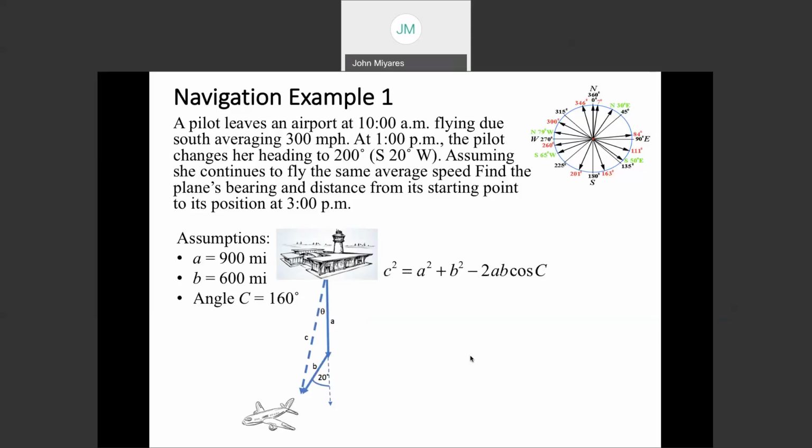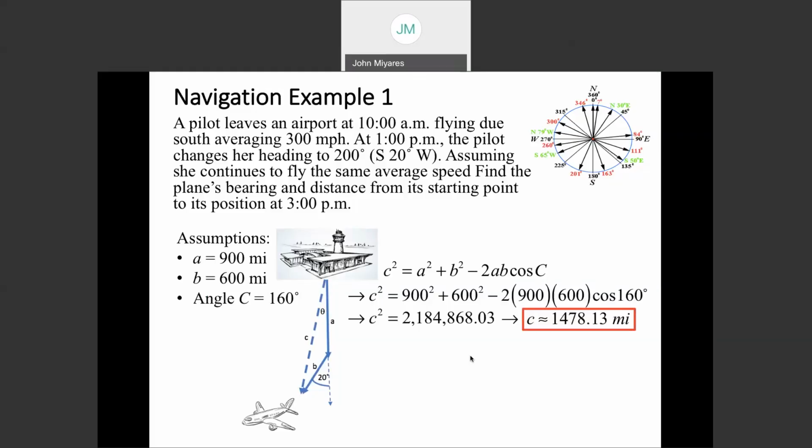Let's set up the law of cosines here. So I have c squared equals a squared plus b squared minus 2 times a times b times the cosine of angle C. We can substitute our values into the general equation. a equals 900, b equals 600, angle C is 160 degrees, and we can type it into the calculator exactly as we see it to get a simplified value of 2,184,868.03 for c squared. Taking the square root of that will reduce to 1,478.13 miles.